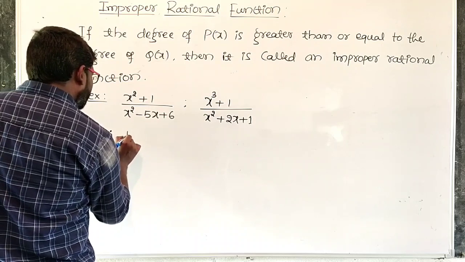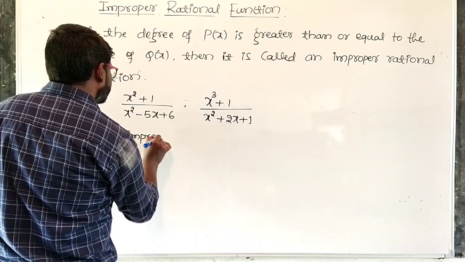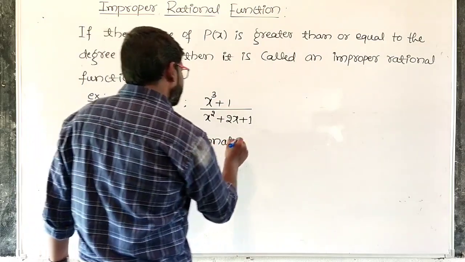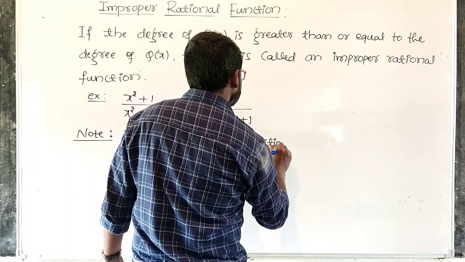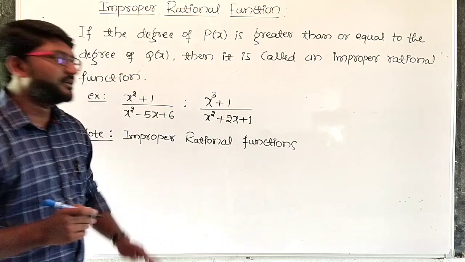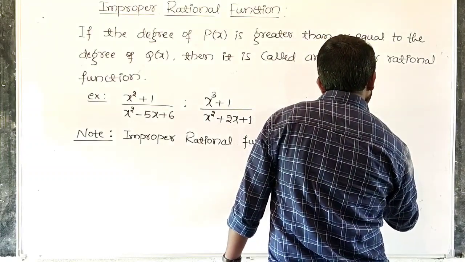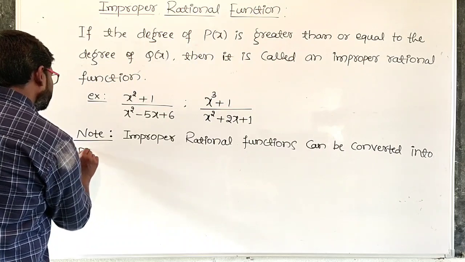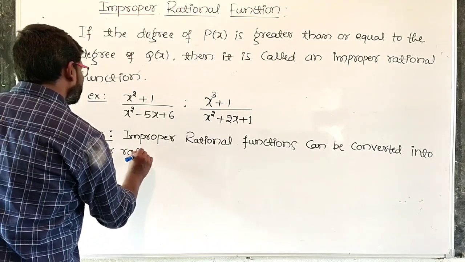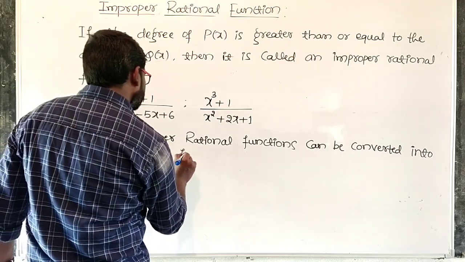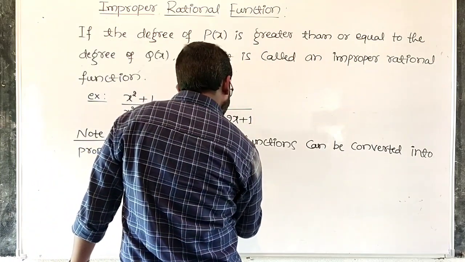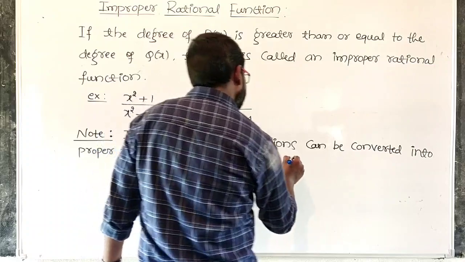Improper rational functions can be converted into proper rational functions by the long division process.